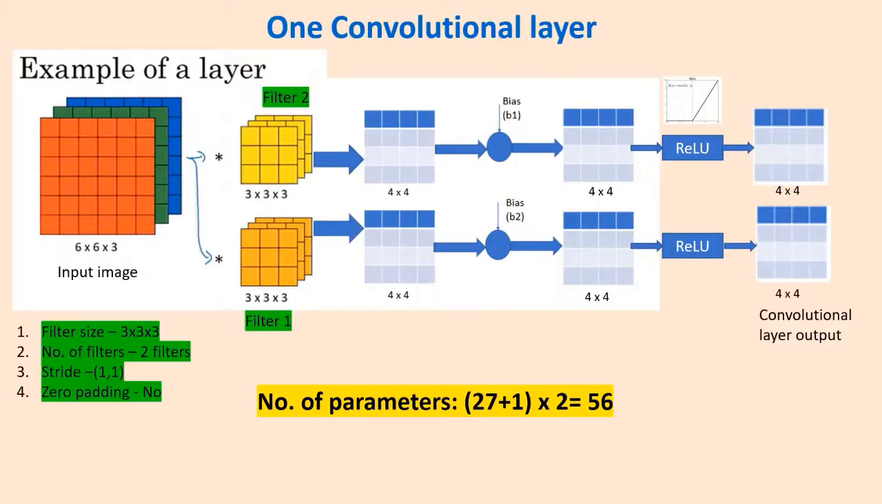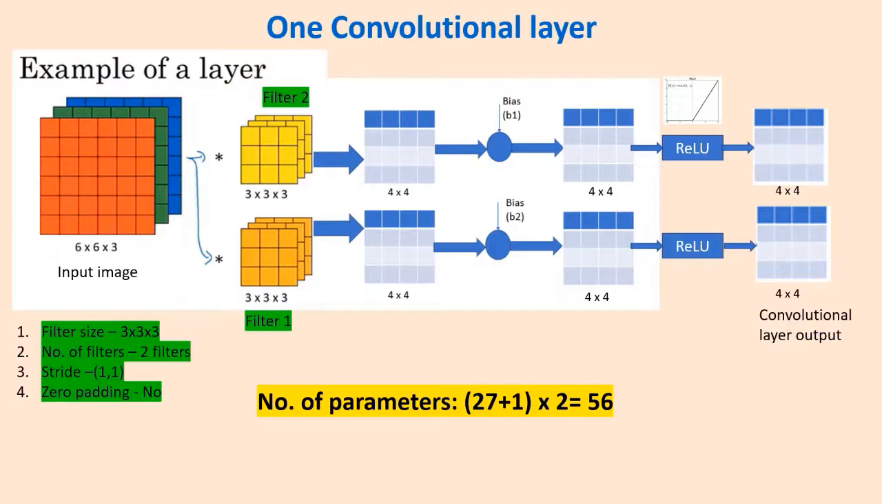Now we understood how the convolution operation works. So let us see one convolutional layer. As I mentioned, one convolutional layer has to perform 3 different operations. The first operation is convolution itself, which we have already seen, followed by adding bias and rectification.